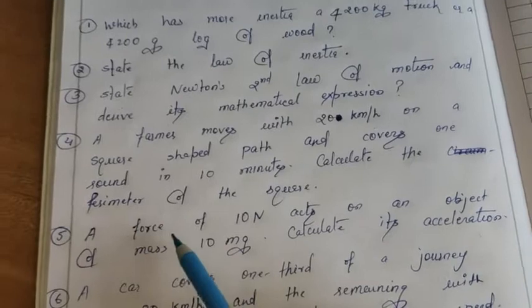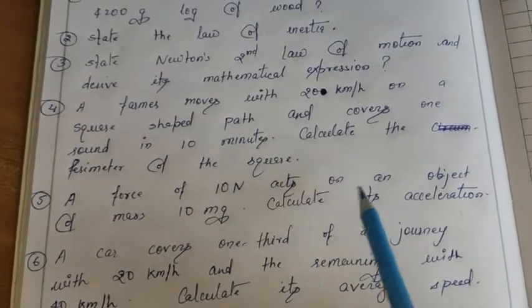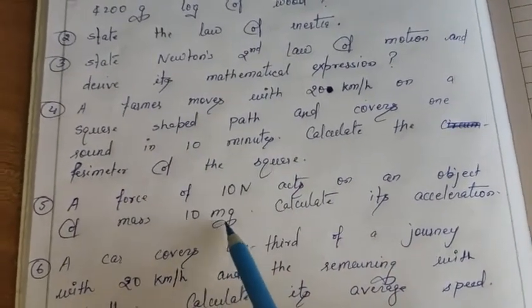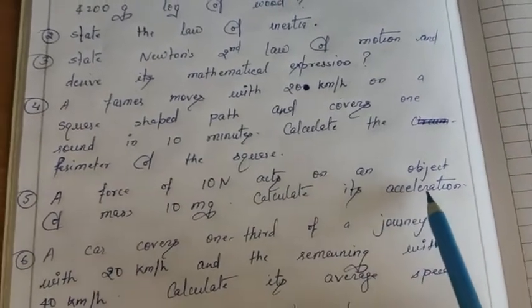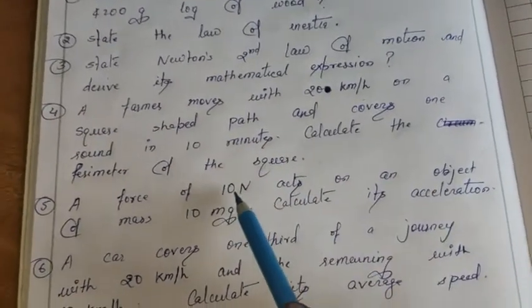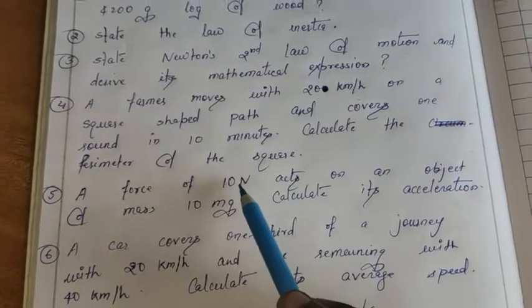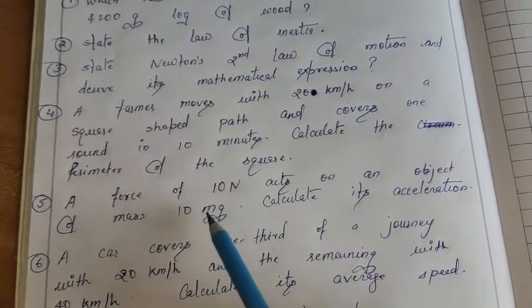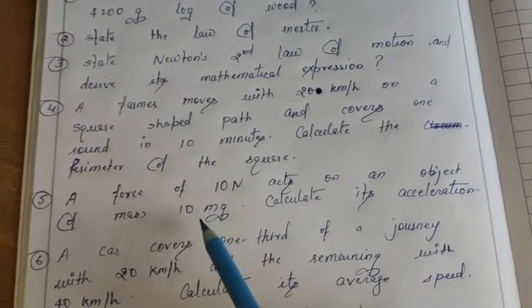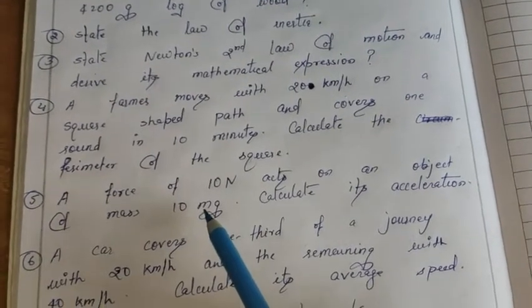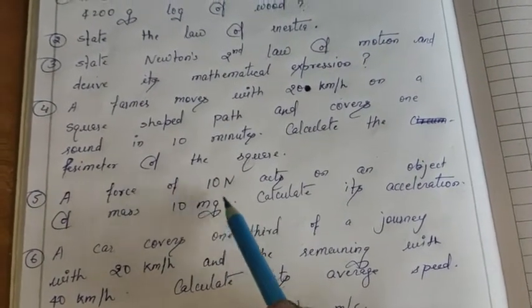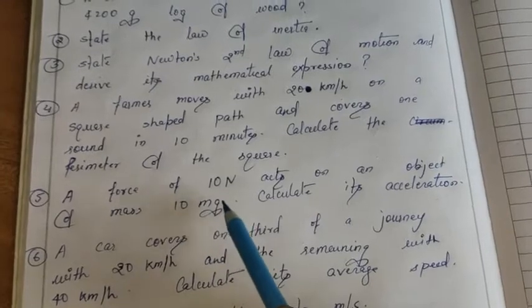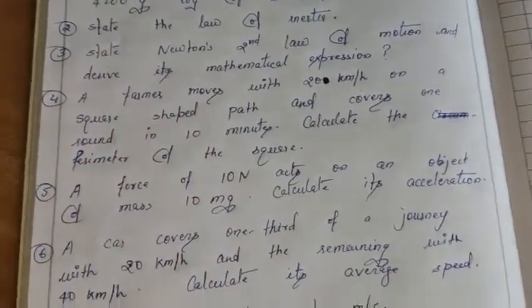Fifth one is, a force of 10 Newton acts on an object of mass 10 milligram. You have to calculate its acceleration. See here, the force is given, F is equal to 10 Newton, but the mass is given as 10 mg. We know that the SI unit of mass is kilogram. So first of all, you have to convert this milligram into kilogram, then try to find out the value of acceleration.